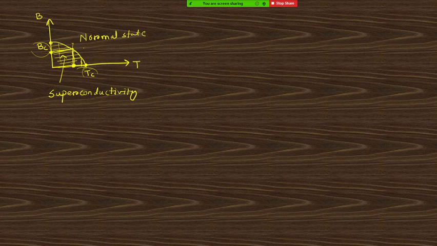Very simple. On the other hand, there is another parameter, that is the current effect. This is the temperature and this is the current within the superconductor. If this is a superconductor, you flow the current, and after a certain amount of current, this becomes our current density. If we plot with respect to current density, after a certain value, this is JC, and JC is the critical current density, above which the superconductor transforms into the normal state.